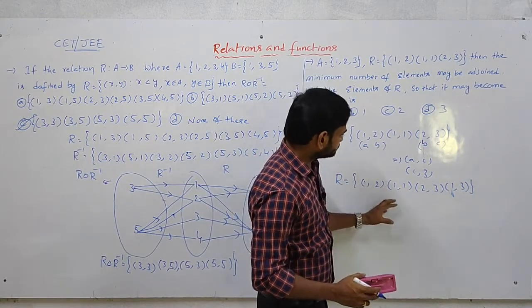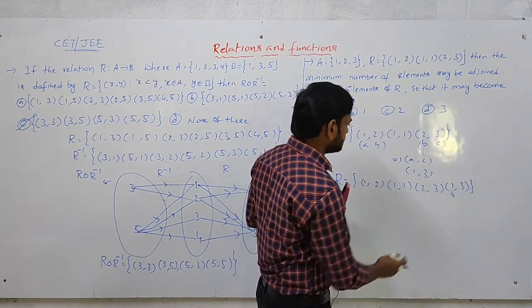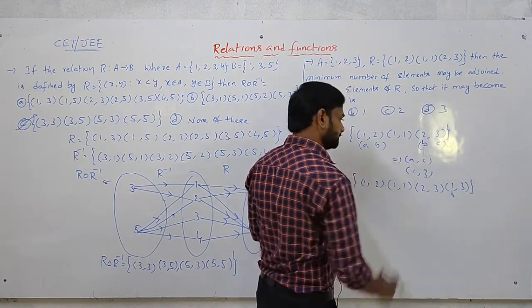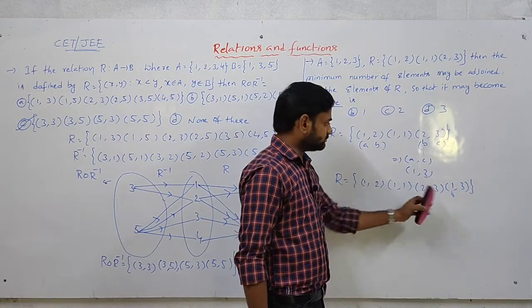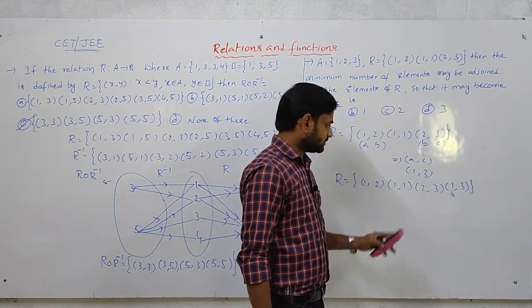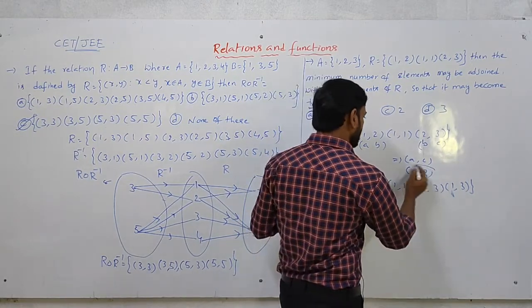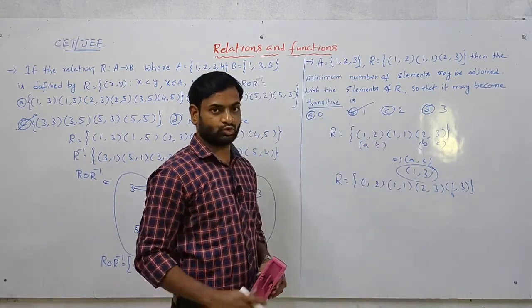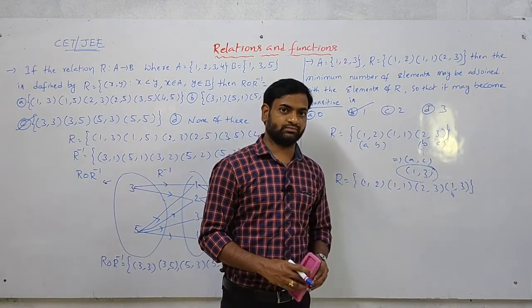So next, is anything there except this one? (1,3) or (1,1), (1,3). Again (1,3). Again (1,3) is there. So how many elements have to be added? Only one element. That option is to make this transitive.